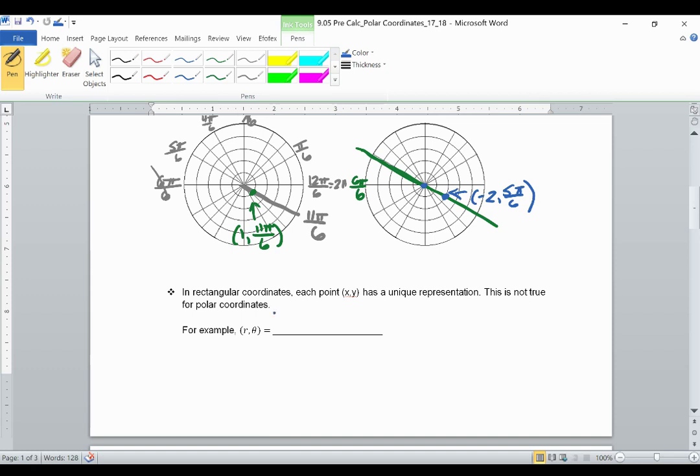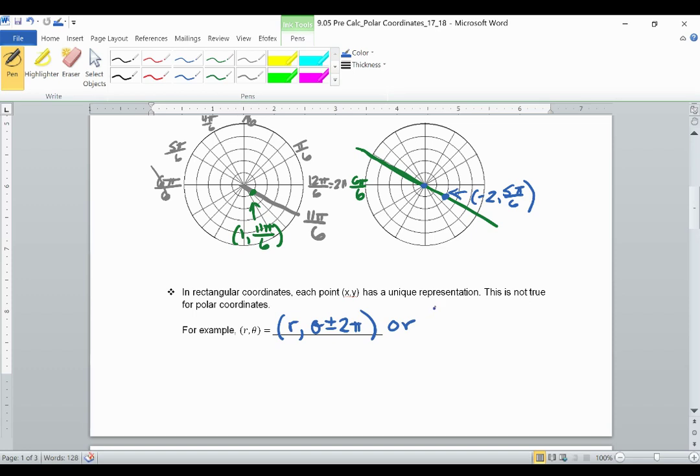So for r, theta, you could keep the r the same, and then you could take theta and add or subtract 2 pi. Because anytime we add or subtract a full circle, you end up in the same spot. So 2 pi is the same as 360 degrees. So if you add a full circle or subtract a full circle, you'll be at the same exact point.